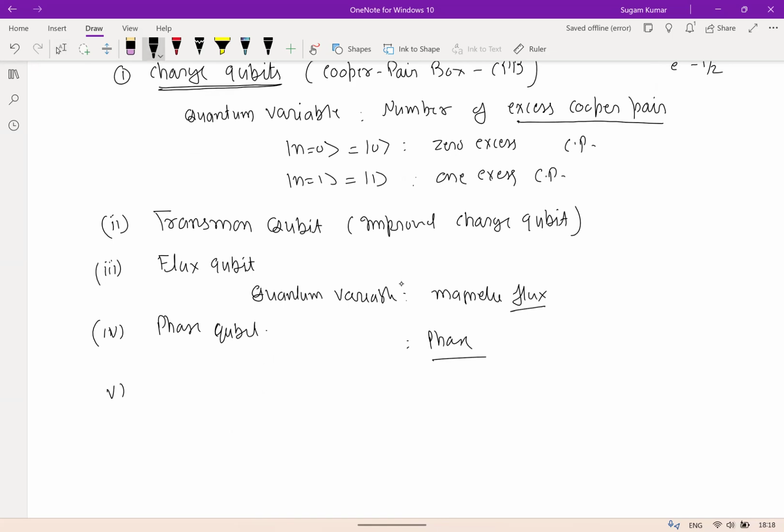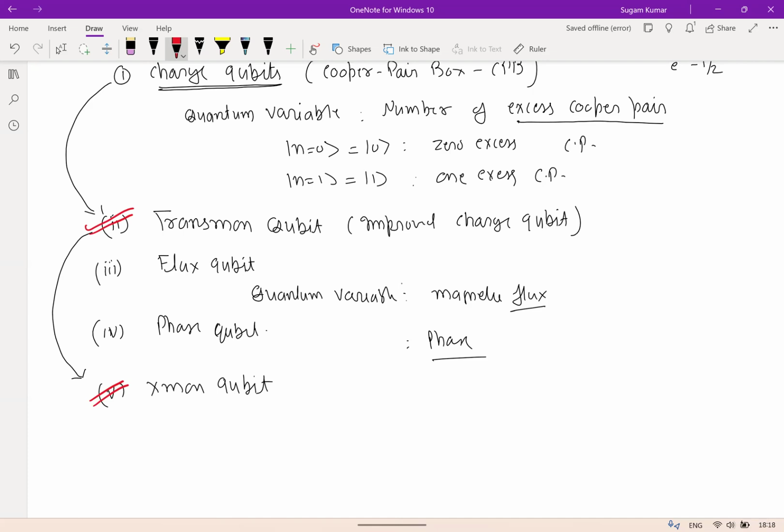Similarly, there's a further category. This transmon is further improved, okay? So the charge qubit improved to the transmon. The transmon has a further improvement that is called the xmon qubit. In the laboratory, people actually are using this one and this one.